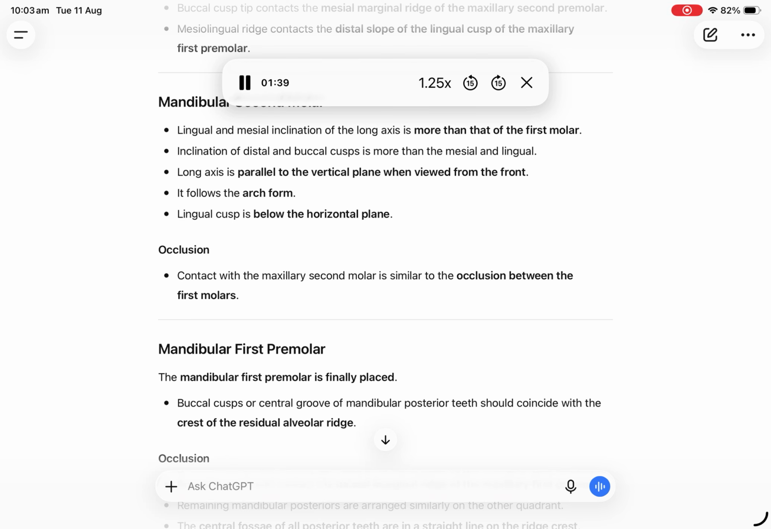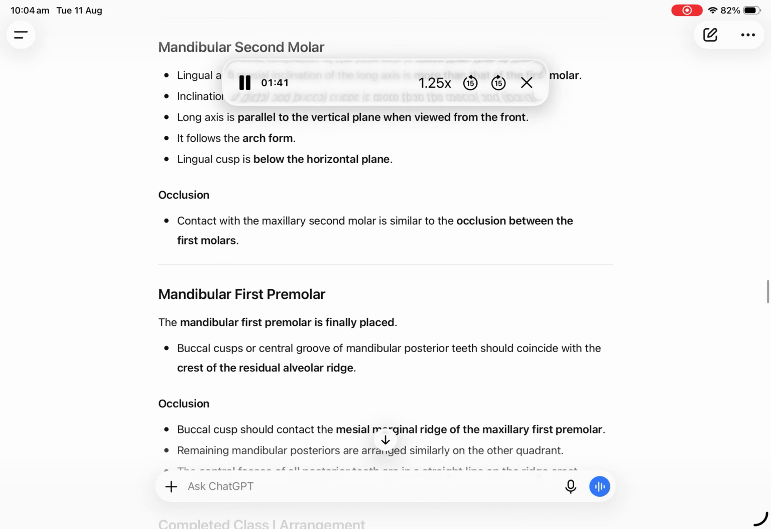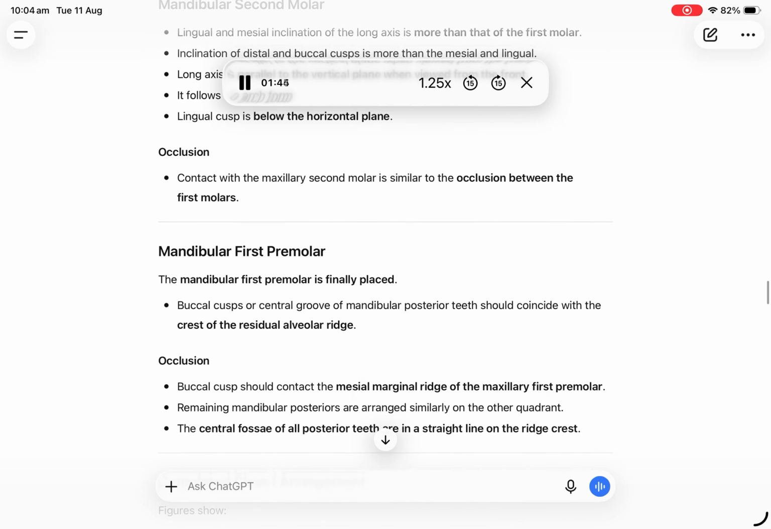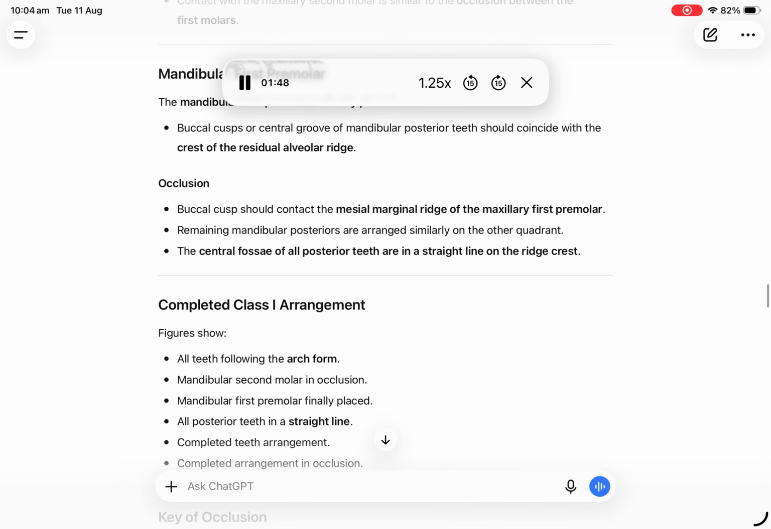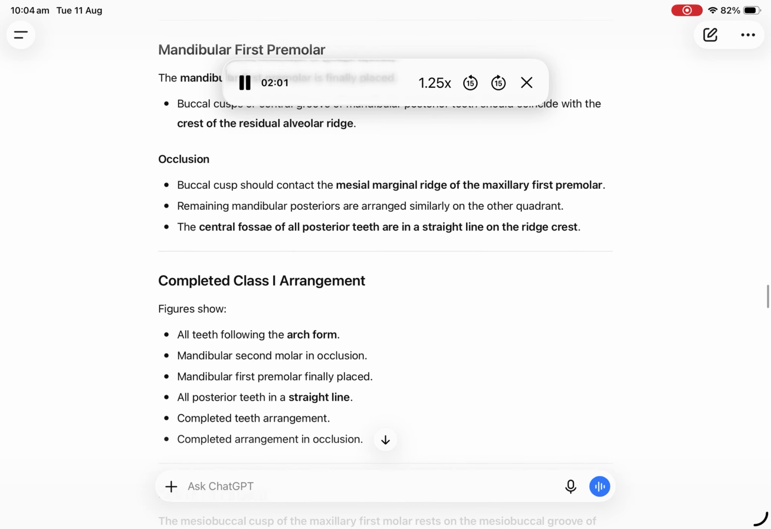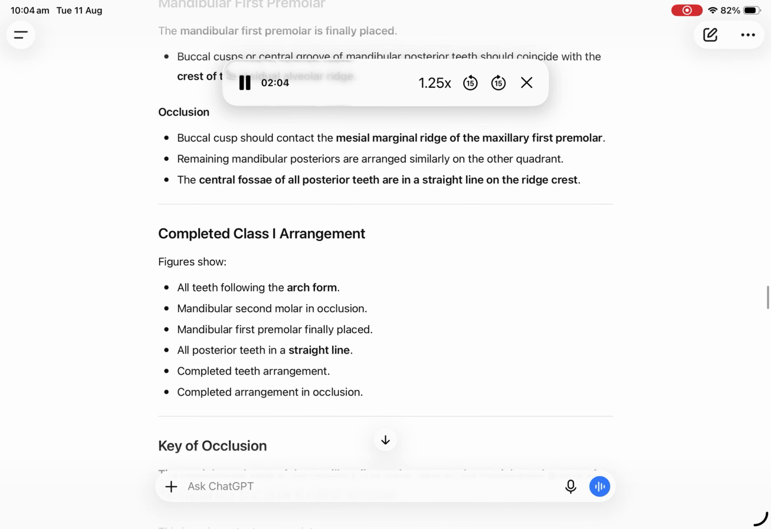Mandibular first premolar. The mandibular first premolar is finally placed. Buccal cusps, or central groove of mandibular posterior teeth, should coincide with the crest of the residual alveolar ridge. Occlusion. Buccal cusp should contact the mesial marginal ridge of the maxillary first premolar. Remaining mandibular posteriors are arranged similarly on the other quadrant. The central fossae of all posterior teeth are in a straight line on the ridge crest.